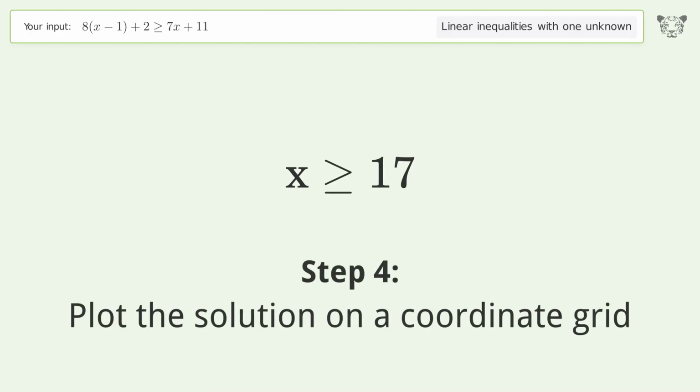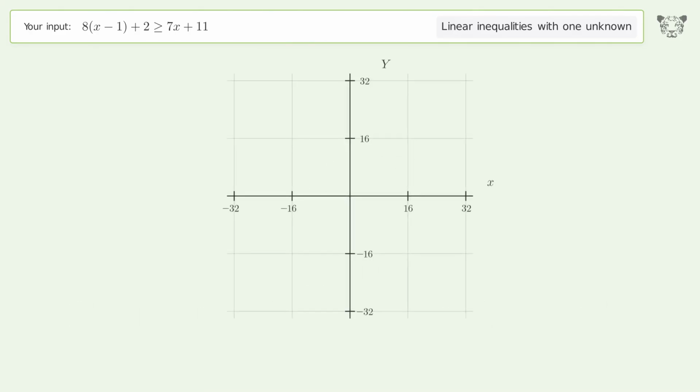Plot the solution on a coordinate grid. And so the final result is x equal or greater than 17.